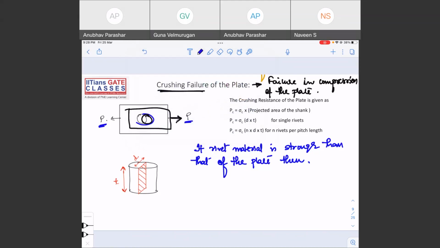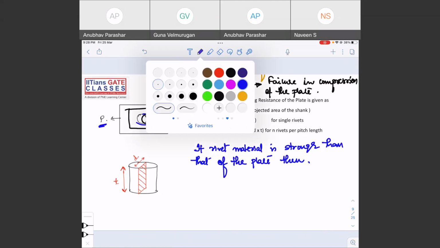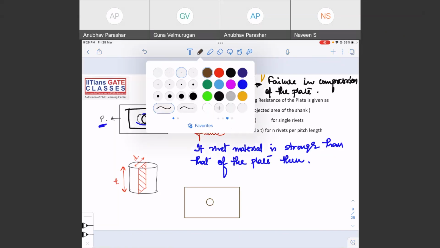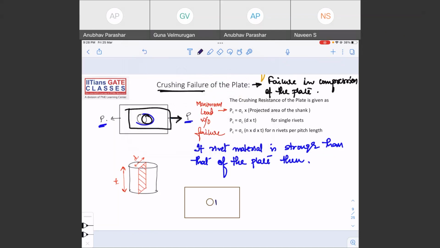So for this, how to see the maximum load that can be applied, the maximum load without failure? What is the maximum load without failure? For that you have to see the plate and the rivet. What is the area that is being crushed? This much of area that is being crushed, right? This is the area.